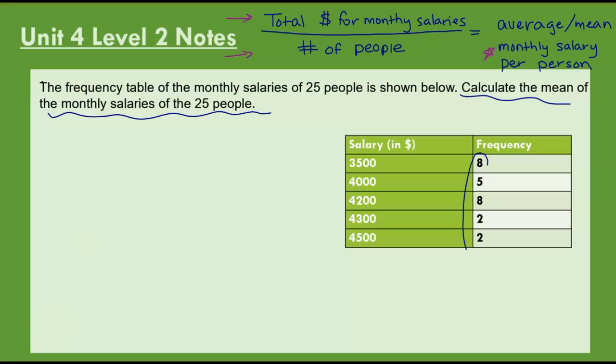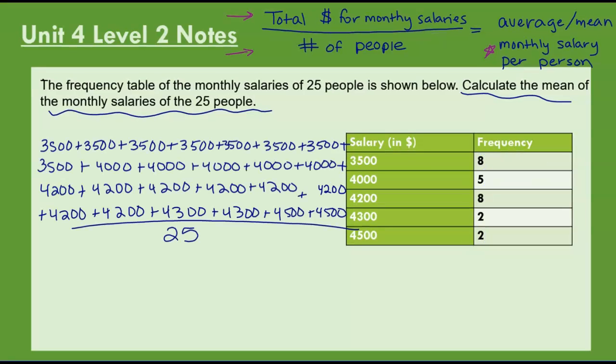Our frequency table has this many people, and 8 people had a salary of $3,500 in the month. So that can be written as a number here or with tally marks. So 5 people had $4,000 in 1 month. We could find the total monthly salaries by adding up all the monthly salaries, so 3,500 8 times, and 4,000 5 times, and 4,200 8 times, and 4,300 2 times, and 4,500 2 times. Oh my goodness, that'd be so much. Finally, divided by the number of people would give us our average.